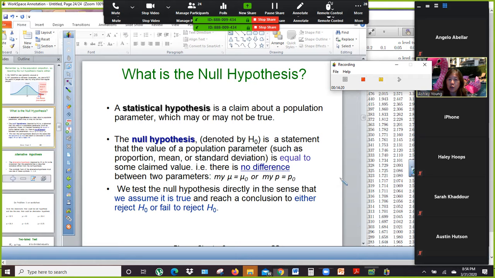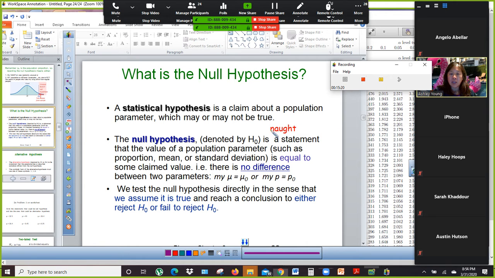Is a statement that the value of a population parameter, such as proportion, mean, or standard deviation, is equal to some claimed value, i.e. there is no difference between two parameters. My mu equals mu naught, or my p equals p naught. Perfect. We test the null hypothesis directly in the sense that we assume it is true and reach a conclusion to either reject H naught or fail to reject H naught. Nice. Well done. So H naught is this kind of naught, N-A-U-G-H-T.